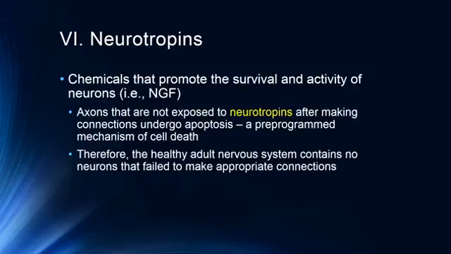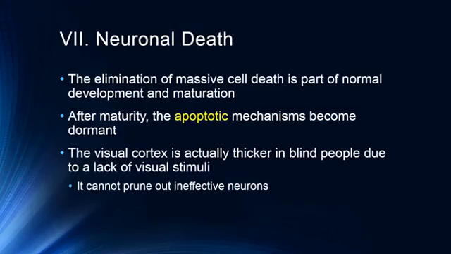So the healthy adult nervous system contains no neurons that failed to make appropriate connections. In fact, cell death is an important part of development of an adult central nervous and peripheral nervous system. So massive cell death is part of normal development and maturation. After maturity, the apoptotic mechanisms become more dormant, so we don't lose neurons as rapidly as we do during development.